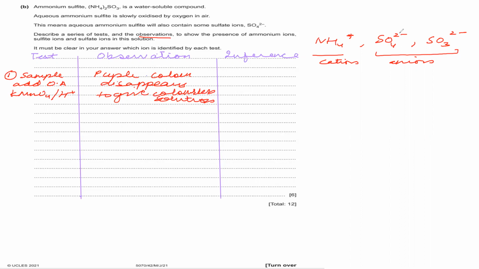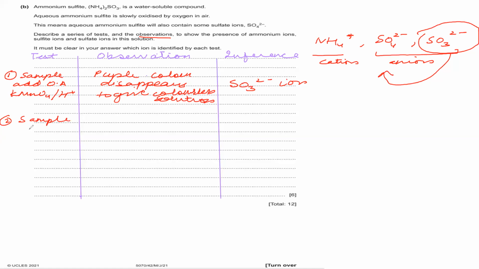Okay. So which out of these three has the capability of oxidizing, where the oxidation number increases? We know that the sulfite can get oxidized into the sulfate. So the inference will be that the solution or the sample contains sulfite ions. Okay, so on the basis of this observation, because the color of KMnO4 is changing, I know I have sulfite ions.